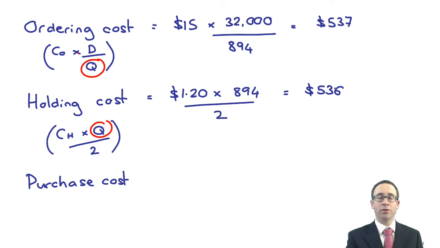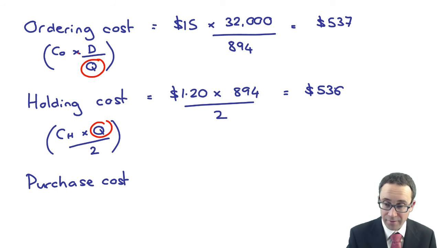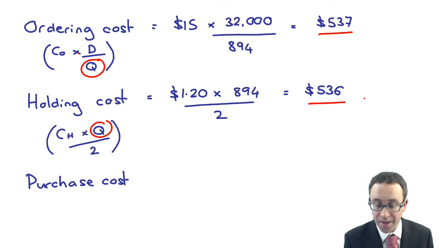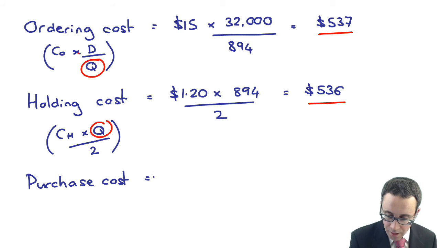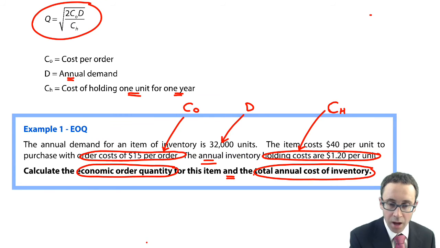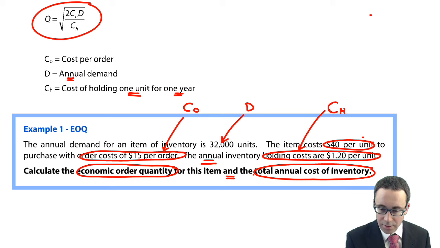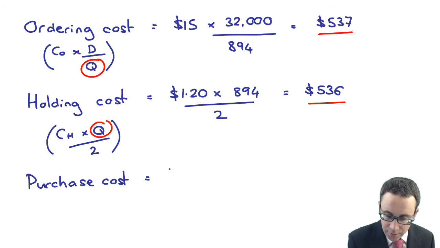So is that there? I think it's 536. Okay, let's just go through, tap it on your calculator and check. 32,000 divided by 894 times 15 is 536.91. So yeah, 537. And then for the holding cost, 1.2 times 894 divided by 2 is 536. Okay, excellent. So we've got those right there. In terms of my purchase cost, let's just double check. What was the purchase cost? The purchase cost was $40 per unit. So you've got $40 there per unit.